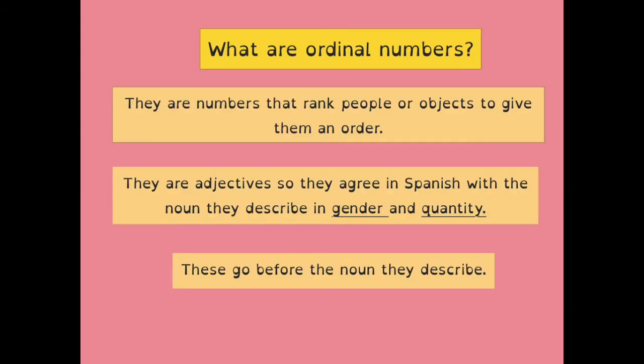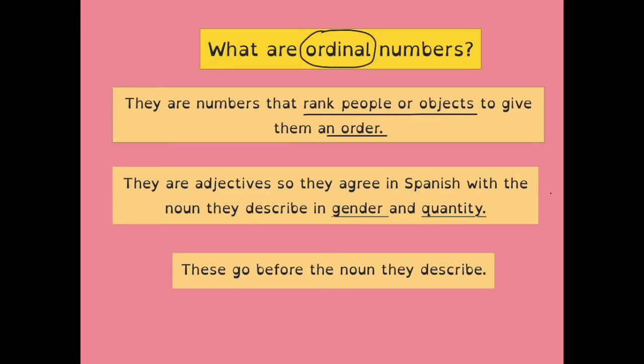Okay, so what are ordinal numbers? Well, they're numbers that rank people or objects, or in other words, they give them an order. In English, these would be like first, second, third, fourth, fifth, and so forth. They order things. That's why they're called ordinal numbers. They have the word practically built in.